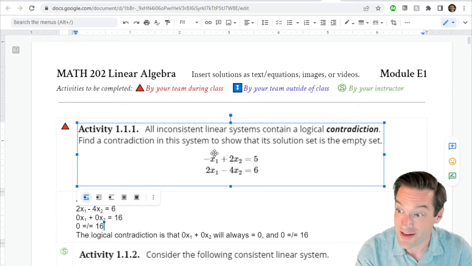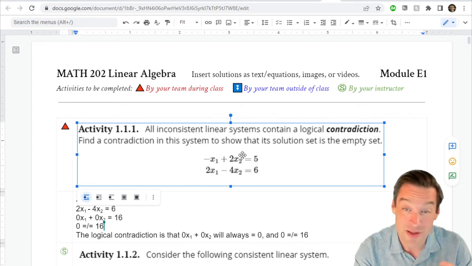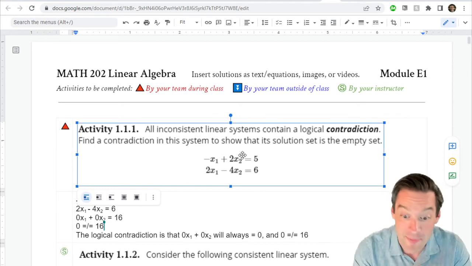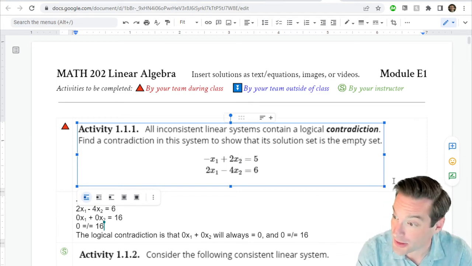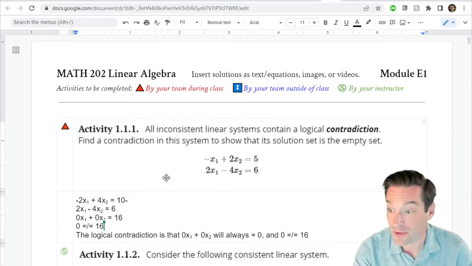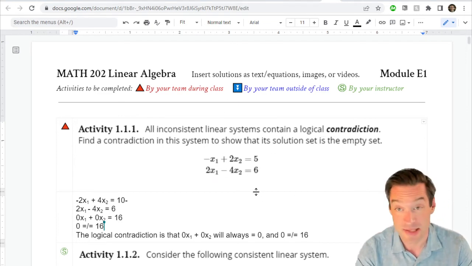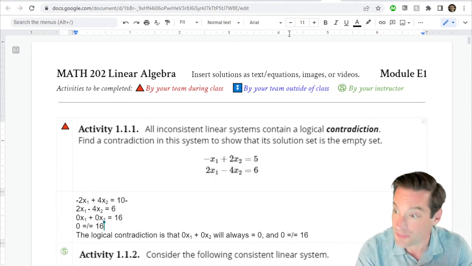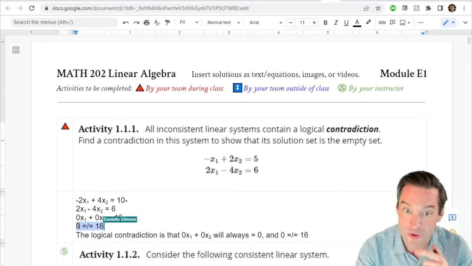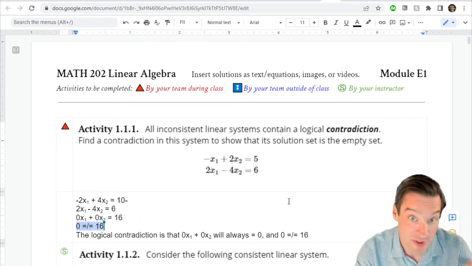So instead of x sub 1 and x sub 2, we could think of them as x and y. But this is starting to build those notational muscles for us a little bit. And so what all of you found was that if you do the elimination process on this particular system, you end up with a logical contradiction in the form of an equation that looks like 0 equals 16, right?